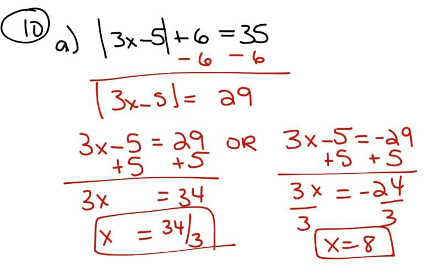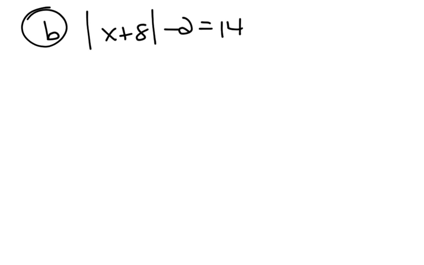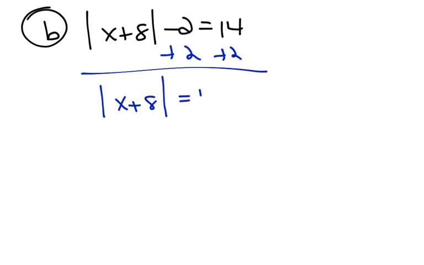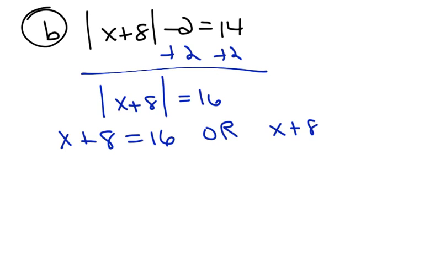Both of these are solutions. Remember, absolute value problems will have two solutions. So in B, the absolute value of x plus 8 minus 2 equals 14. First, you would add 2. You've got to isolate the absolute value bar before you write two equations. My two equations are going to be x plus 8 equals 16 or x plus 8 equals negative 16.